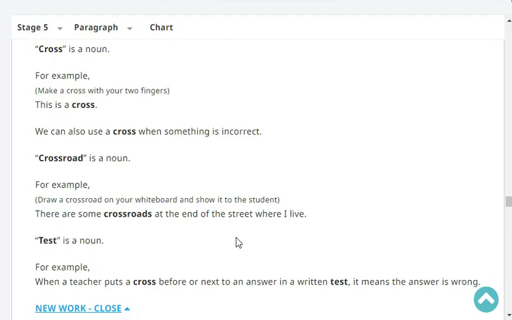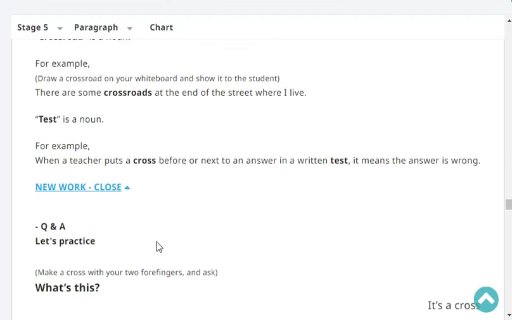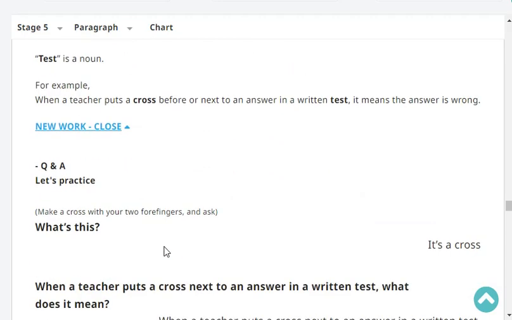Test. The word test is a noun. For example, when a teacher puts a cross before or next to an answer in a written exam or test, it means the answer is wrong. Okay, so let's practice. What's this? It's a cross.